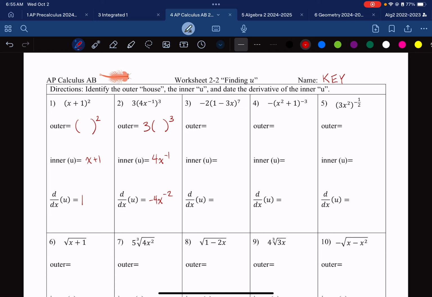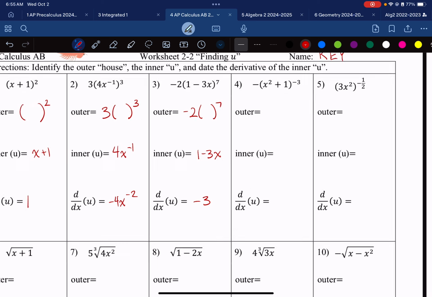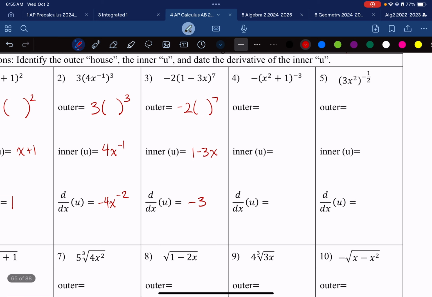All right. And number 3, the outside is a negative 2 times that quantity to the power of 7. The inside is 1 minus 3x. The derivative, well, the derivative of 1 is 0, so I don't write that. The derivative of negative 3x is negative 3. Number 4, the outside, or the outer, is negative 1, or negative, in parentheses, to the negative 3.